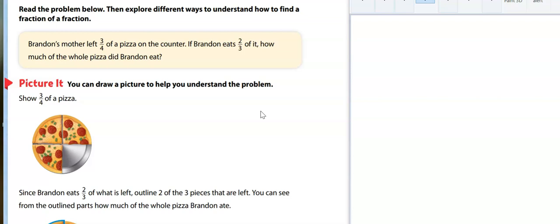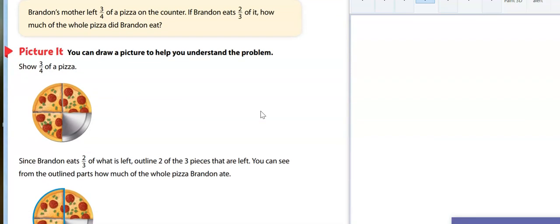So we are now going to explore different ways to understand how to find a fraction of a fraction. The other ways we just used were standard algorithm and number line. This method on this page will show us how to use picture models. So the question says, Brandon's mother left 3/4 of a pizza on the counter. If Brandon eats 2/3 of it, how much of the whole pizza did Brandon eat? So you can draw a picture to help us understand the problem.